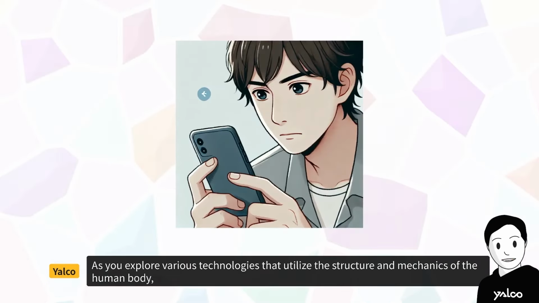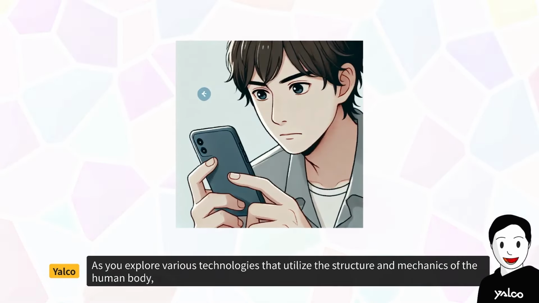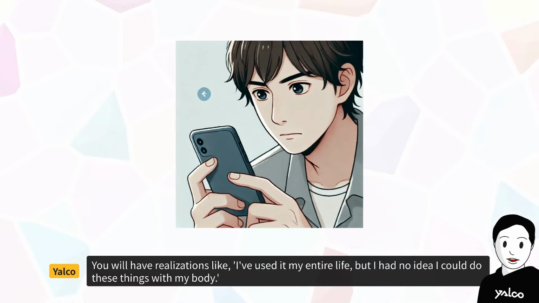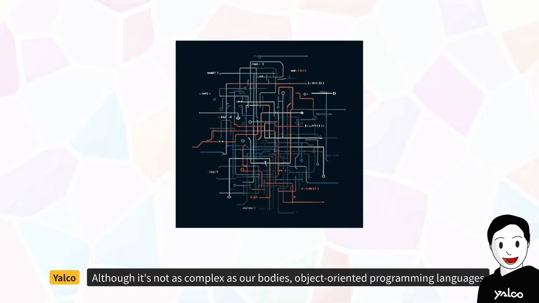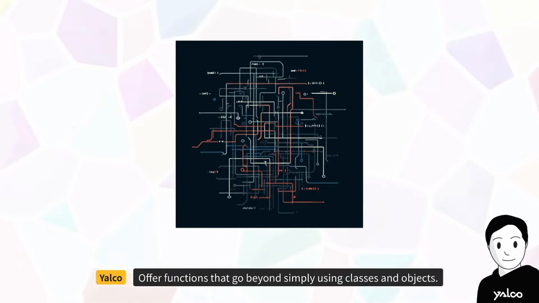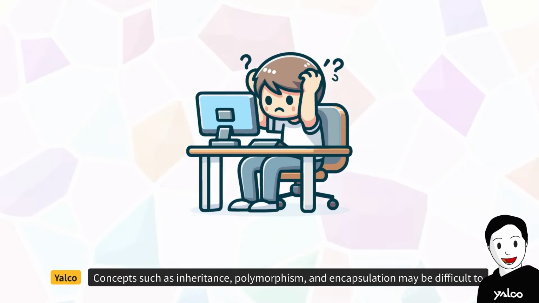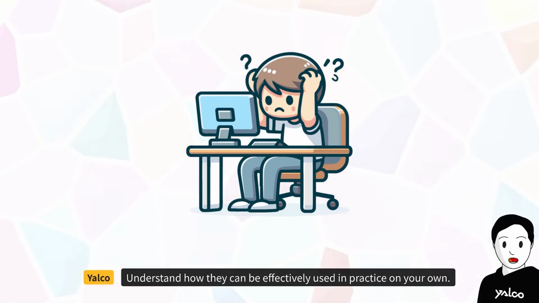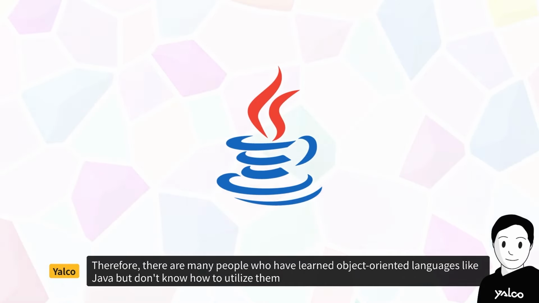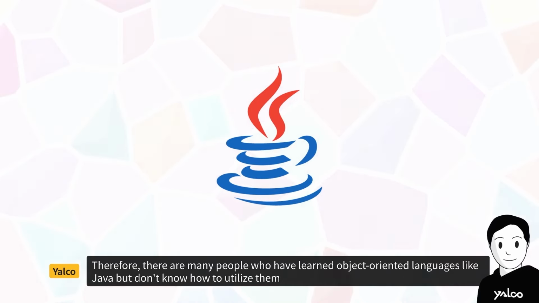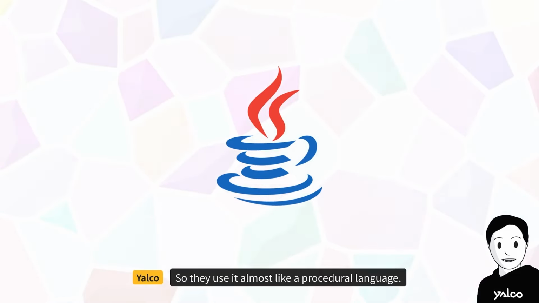As you explore various technologies that utilize the structure and mechanics of the human body, you will have realizations like, I've used it my entire life, but I had no idea I could do these things with my body. Although it's not as complex as our bodies, object-oriented programming languages offer functions that go beyond simply using classes and objects. Concepts such as inheritance, polymorphism, and encapsulation may be difficult to understand how they can be effectively used in practice on your own. Therefore, there are many people who have learned object-oriented languages like Java, but don't know how to utilize them, so they use it almost like a procedural language.